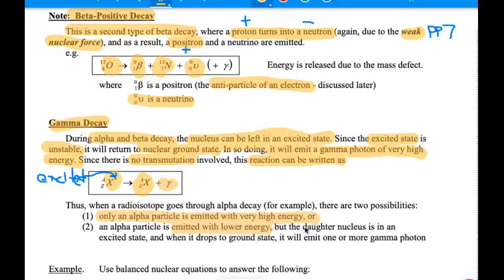but that daughter nucleus that's left behind is going to be in an excited state. So the energy that wasn't sent off with the alpha particle, because it's just slowly drifting away versus being launched out with very high energy, all that extra energy is stored up in the daughter nucleus. It's in this excited state. It has the little asterisk beside it, and it's going to eventually drop down to ground state, which will emit one or more, depending on how much energy we're talking about here, gamma photons.